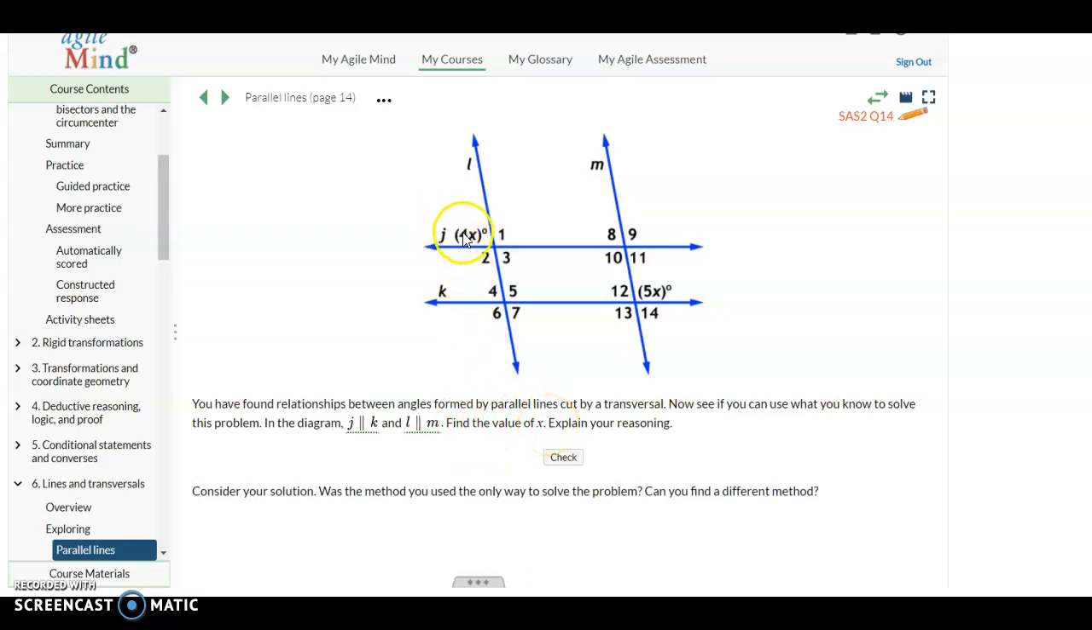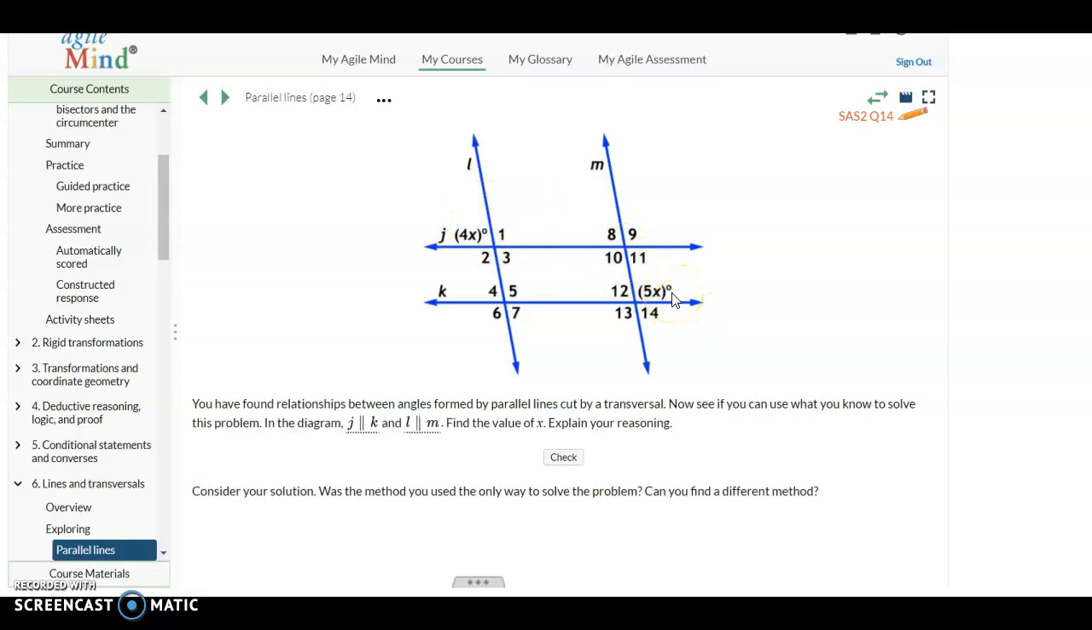So obviously, we only have two expressions in this picture that contain an x, 4x and 5x. And we know that we only have two relationships in parallel lines. We know we have congruency, and we know we have supplementary as a relationship as well. So we need to be able to justify which one of those is true here.